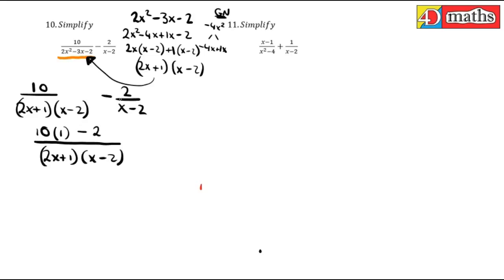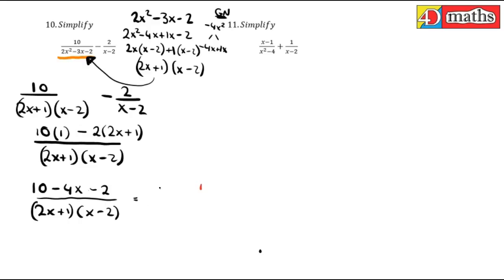And this 2, you look to see what's underneath it. Well, x minus 2 is here, so it's multiplied by the other one, 2x plus 1. So multiplying that out, you get 10 minus 4x, minus 2, all over 2x plus 1 by x minus 2, which becomes 8 minus 4x all over 2x plus 1, x minus 2.